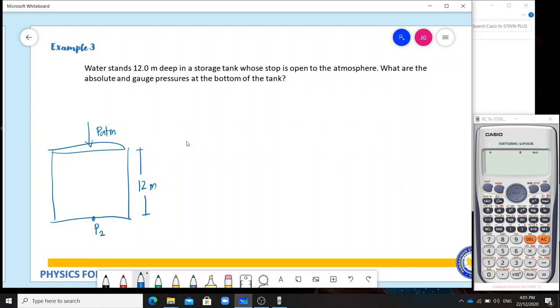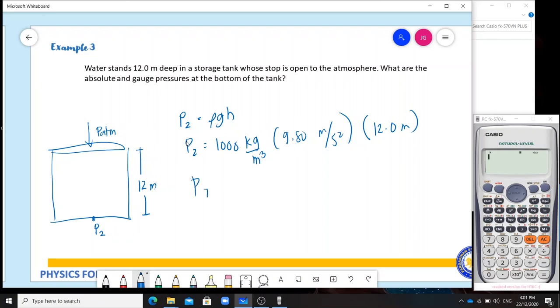Kapag kinuha natin yung gauge pressure, ibig sabihin, wala tayong atmospheric pressure. Okay? So, paano natin makukuha? Parang kanina lang, P2 is equals to, ito, rho gh. So, P2 is equals to 1,000, sabi niya, water, kilogram per meter cube, times 9.80 meter per second squared, times height na 12.0 meter. Okay? So, P2 is equivalent sa 1,000 times 9.8 times 12. Okay. That is 117,600 Newton per meter squared. Okay.